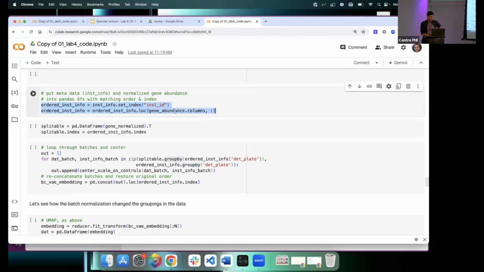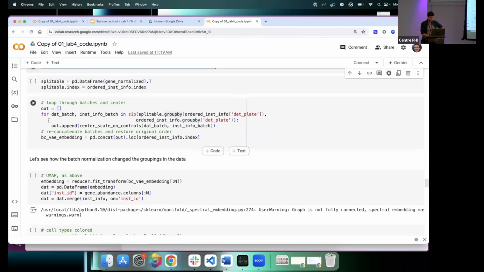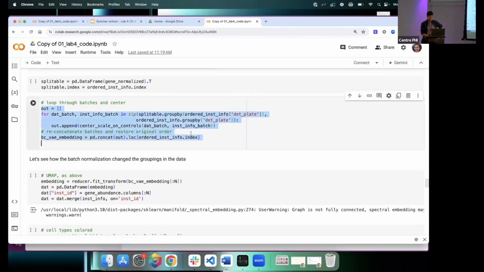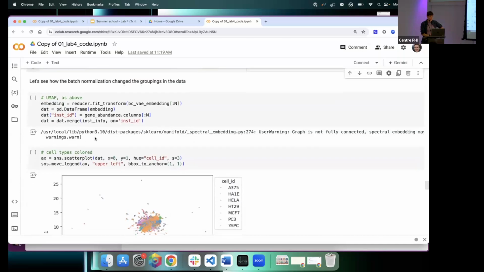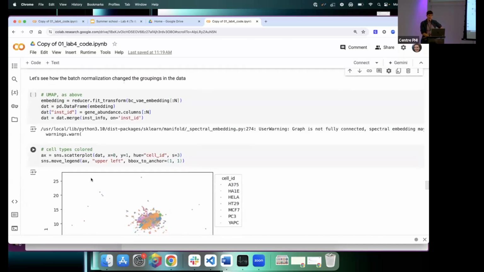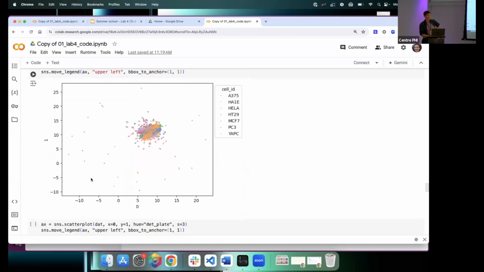Small overhead of working with the data. For instance, if I could wish nice things for myself, I would generally keep the sort order the same between the metadata and the data. This wasn't the case, so we're fixing that. Just small stuff like this in the code. And then we go through and actually run the batch correction on each experimental plate and concatenate this all into our batch corrected embedding. Then again, we put it through a UMAP and visualize it. And now it looks like this.